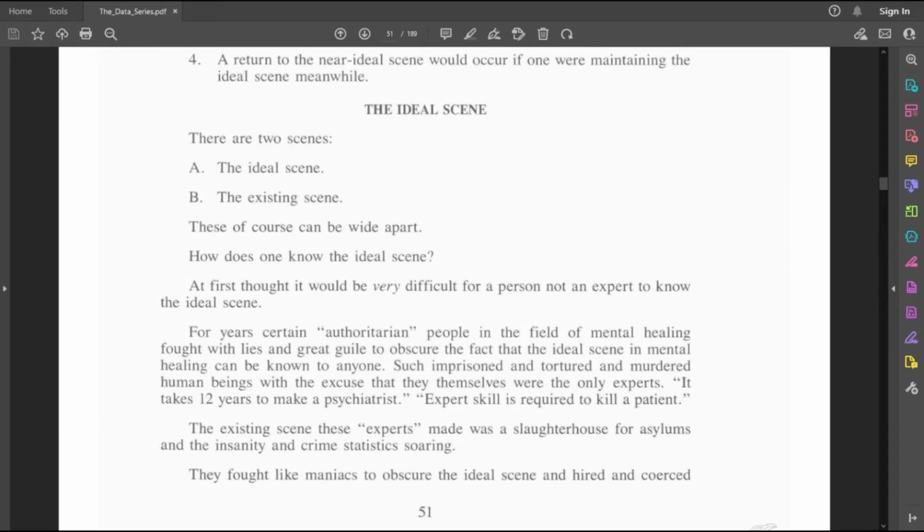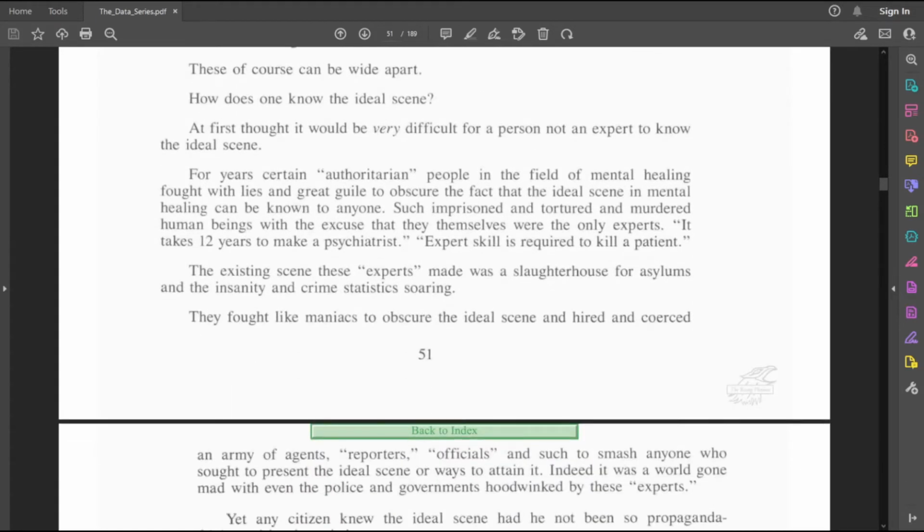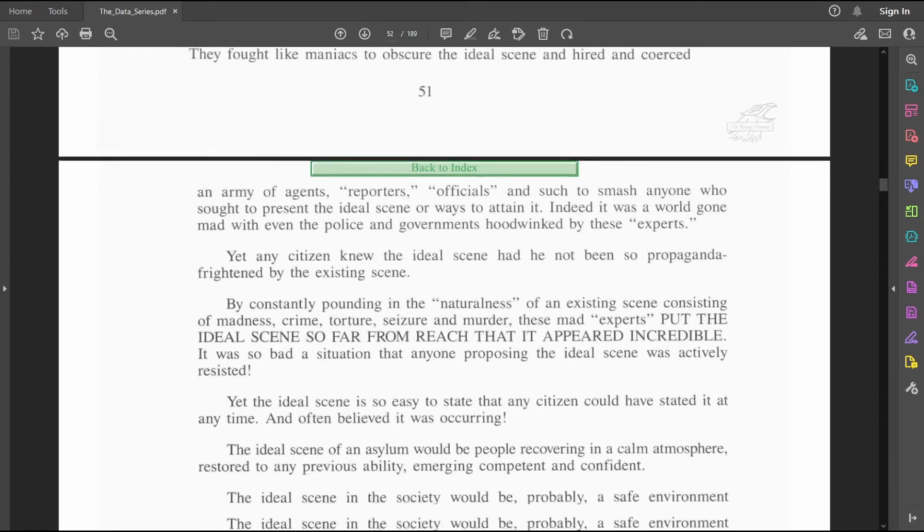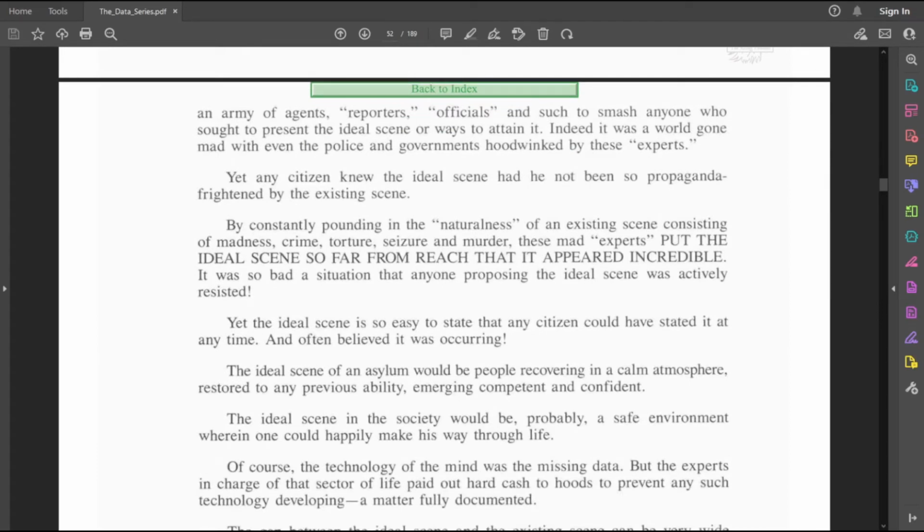The existing scene these quote experts made was a slaughterhouse for asylums and the insanity and crime statistics soaring. They fought like maniacs to obscure the ideal scene and hired and coerced an army of agents, reporters, officials, and such to smash anyone who sought to present the ideal scene or ways to attain it. Indeed, it was a world gone mad, with even the police and governments hoodwinked by these experts.